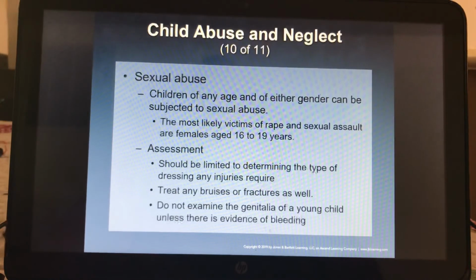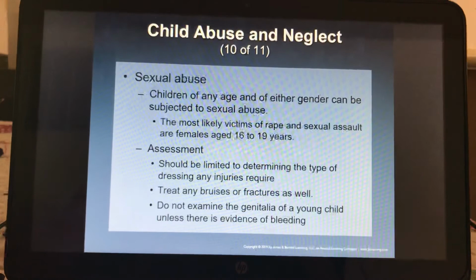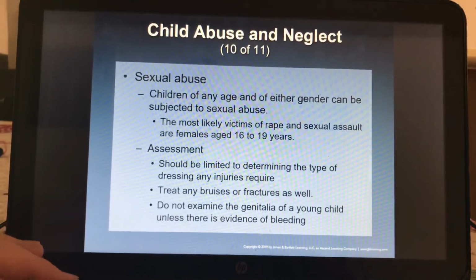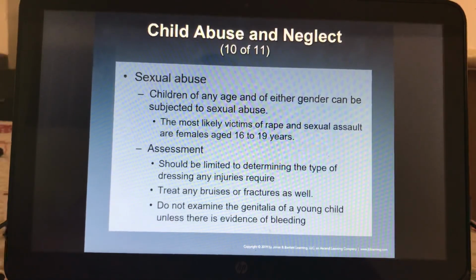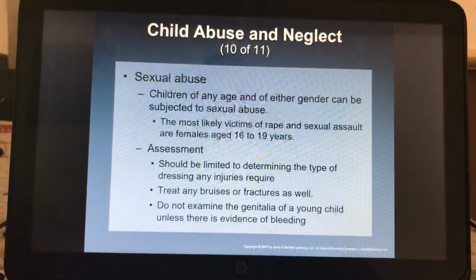Got to report it. Sexual abuse. That's a horrible thing to have to deal with. You'll probably want to kill the alleged perpetrator on scene. Everybody will, but you've got to really stay professional and do the best you can to care for the patient that's been sexually abused.